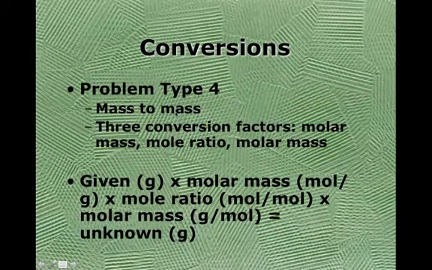Then the last type of problem is just the same as type 4, where we convert grams to moles, moles to moles, but then we convert those moles back into grams. So we're going to use the molar mass of the second compound to convert it back into grams. You use the molar mass to change grams to moles, use the mole ratio to go from moles of compound A to moles of compound B, and then change moles of compound B into grams.